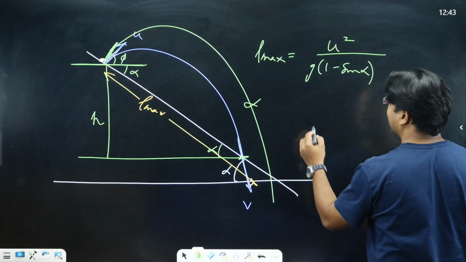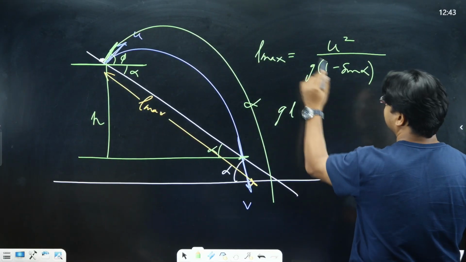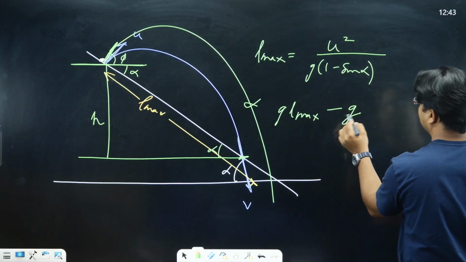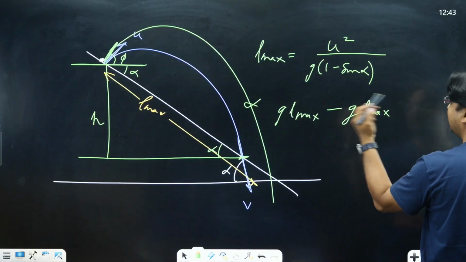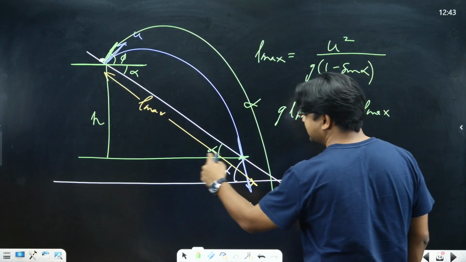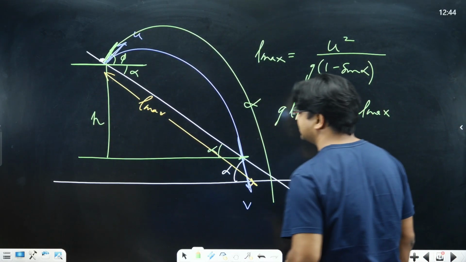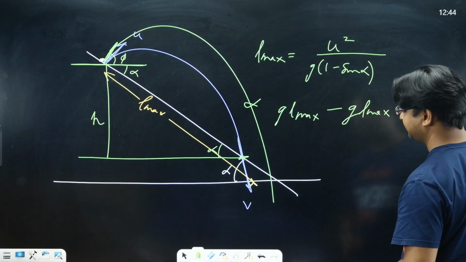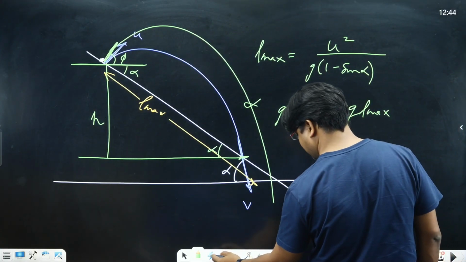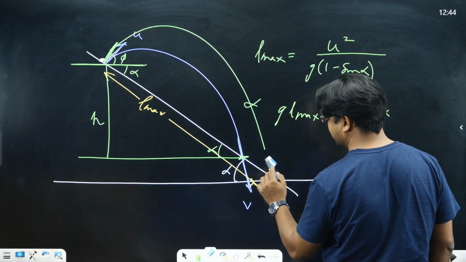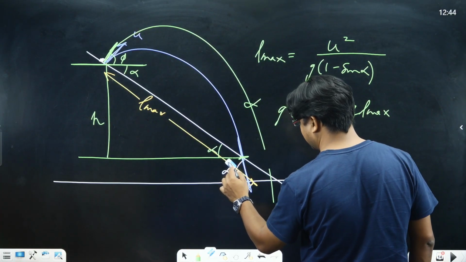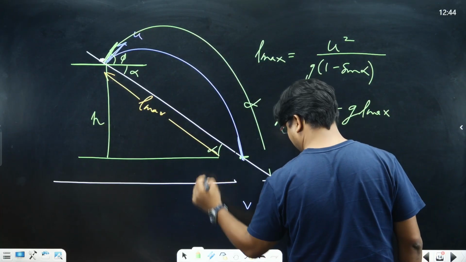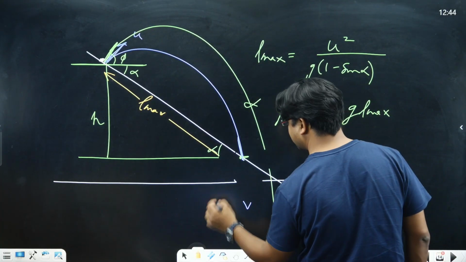Let me do some math here. So g times L max, taking this to the other side, minus g L max into sin alpha. Now from this triangle, how much is sin alpha? There is one correction here. This green trajectory is not useful for us, and this L max needs to stop here.